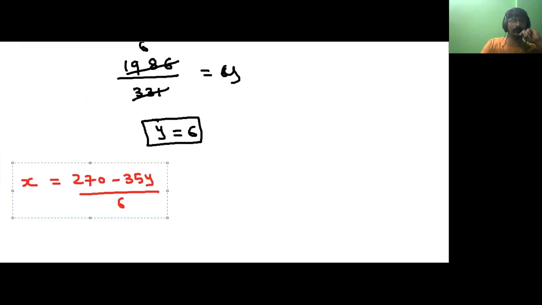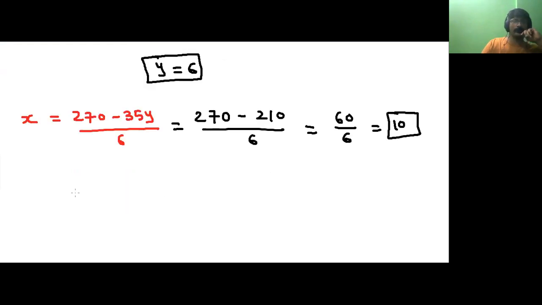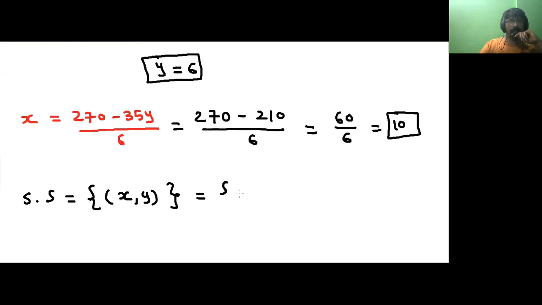So what is the value of x? I hope you understood this perfectly. 270 minus 35 into 6, 210 divided by 6. So this will turn out as 60 upon 6, which is equal to just 10. And then now it's time to write the solution set. So the solution set will become open curly bracket, round bracket, x comma y, and close this bracket. And then what is x? X is 10. And what is y? Y is 6. I hope you understood this, guys.